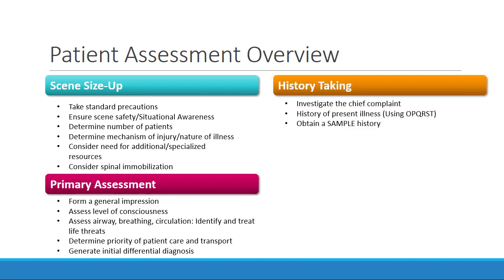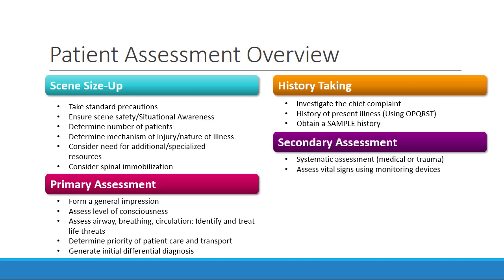The next segment will be history taking. This is where you'll investigate the chief complaint. You'll look at the history of the present illness. You'll use the mnemonic OPQRST. And again, when we get to the history taking segment, we will define those and talk about those. And you'll obtain a SAMPLE history. SAMPLE, again, is a mnemonic, and we will, again, talk about those when we get to the history taking segment. The secondary assessment is a systematic assessment, whether it be medical or trauma. And we will assess vital signs using a variety of monitoring devices. And again, we will get a lot more specific about those.